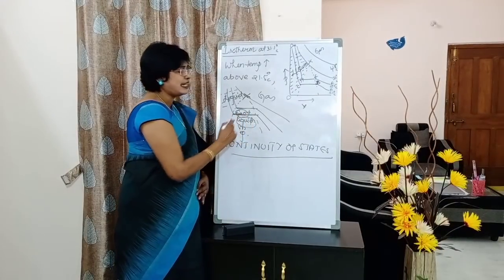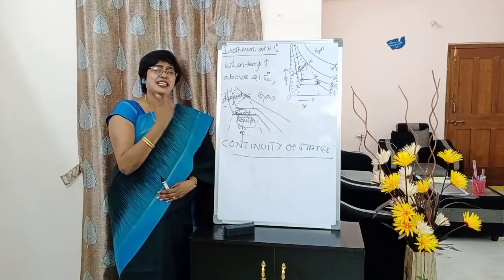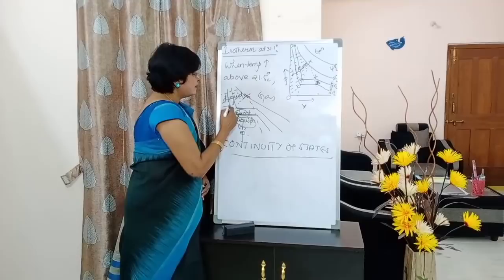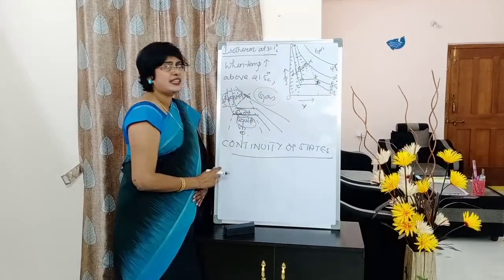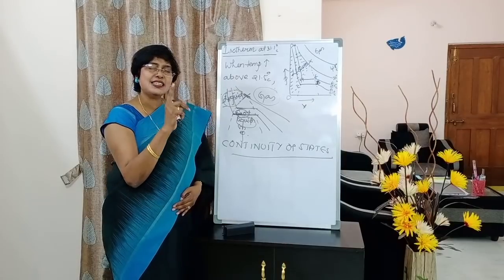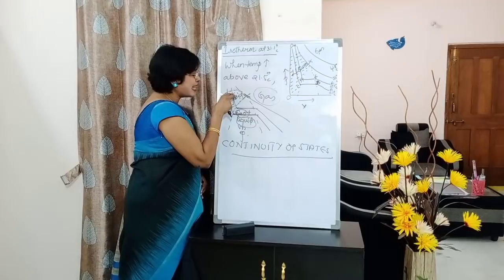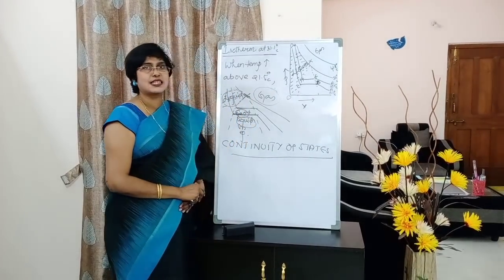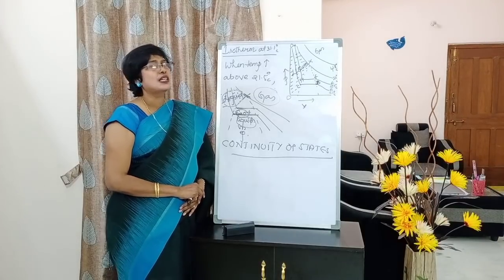So inside the boundary, we can find the two states in equilibrium. That means we can differentiate the gaseous state and the liquid state. Now outside the boundary, on this side there is liquid, on this side there is gas. That means there exists only one state. So you cannot differentiate gas from liquid here. You cannot differentiate liquid from gas here. So that is what we call continuity of states.